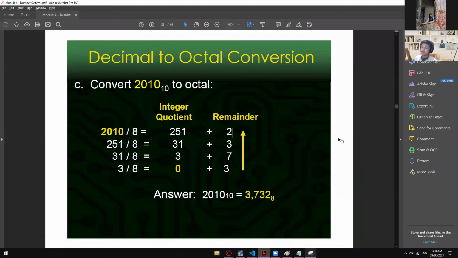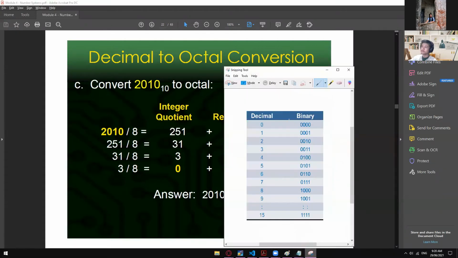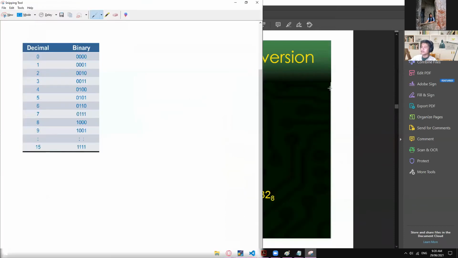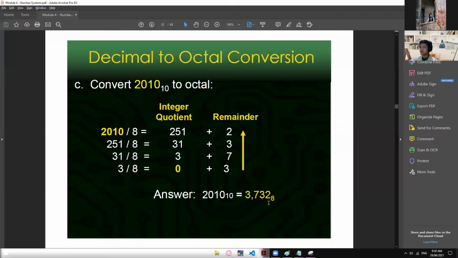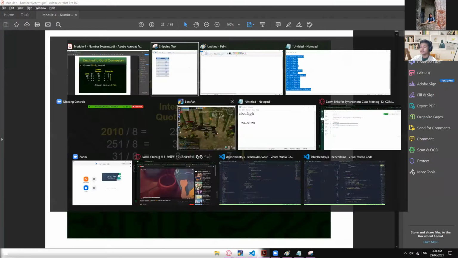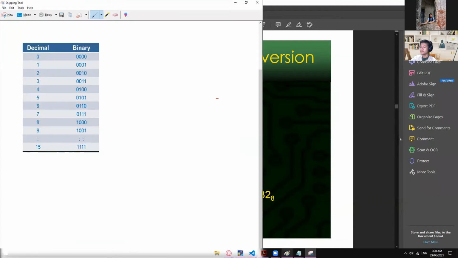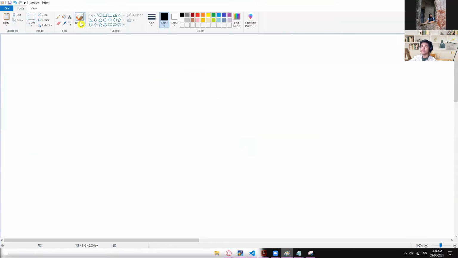Well, if you want, you can do this one using the old way, like in elementary days. 2010 divided by 8. So in here we have a 16. So 20 minus 16 is 4. Bring down 1. 8, 16, 80, 42, 40.